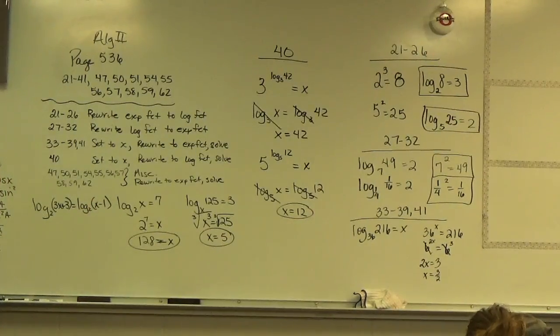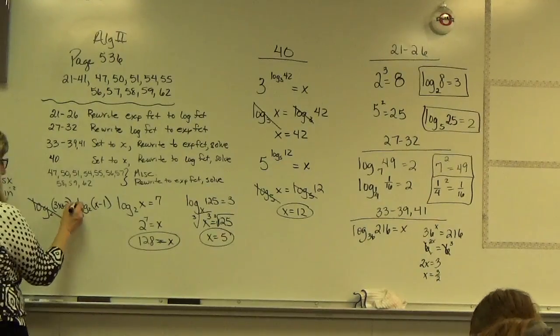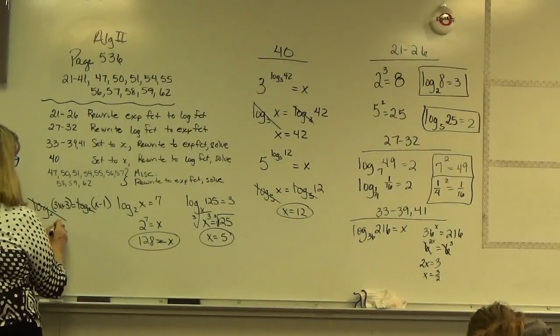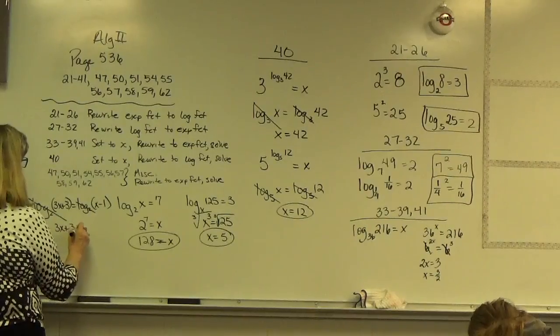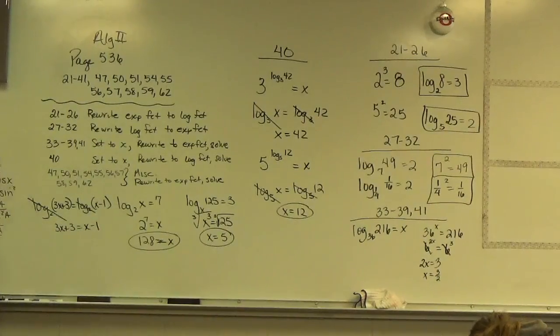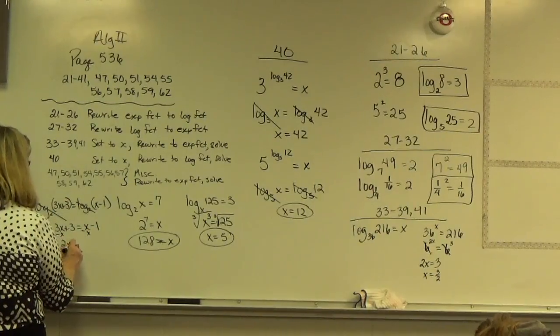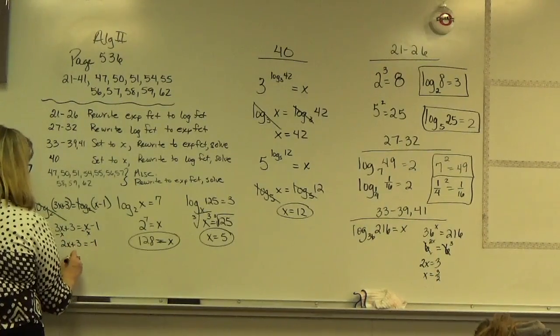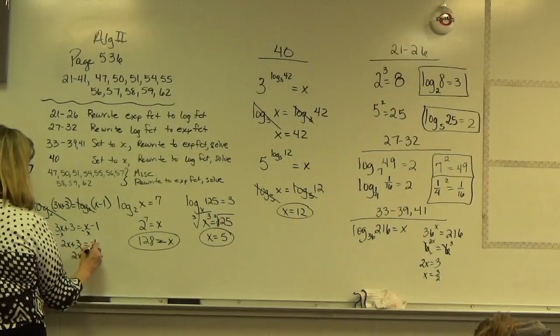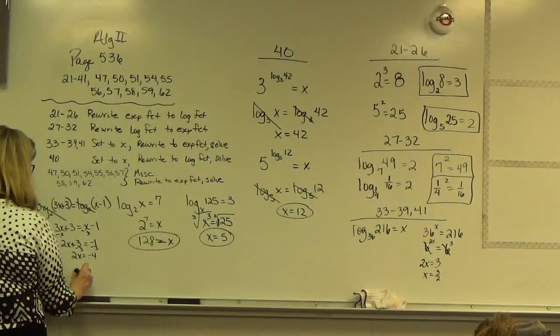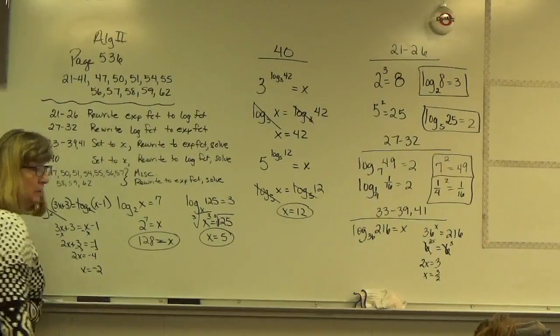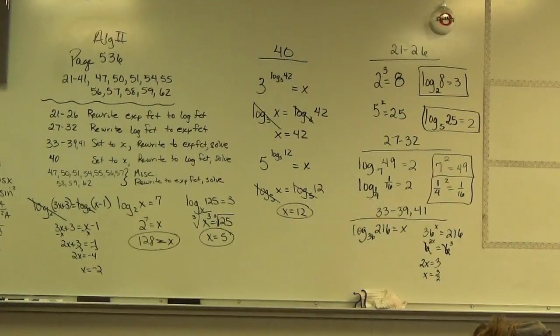What do we do to solve it? Cancel the logs, because they're both base 2. So we have 3x plus 3 equals x minus 1. Then what would we do to solve it? Subtract x. Subtract 3. So x equals -2.